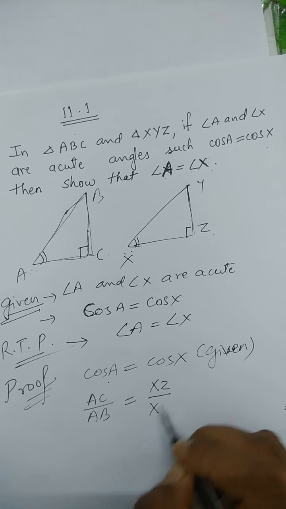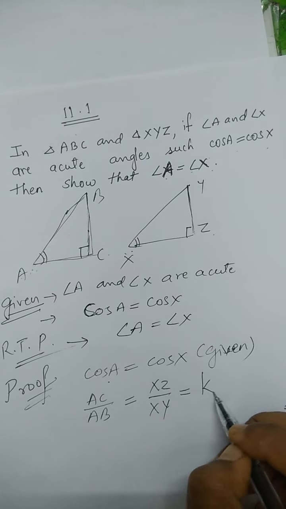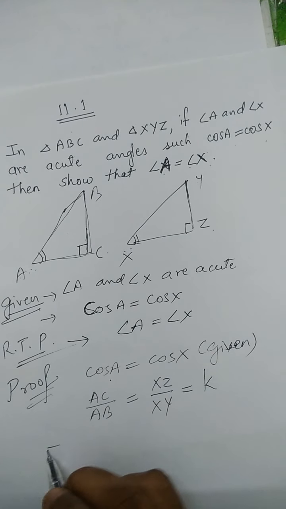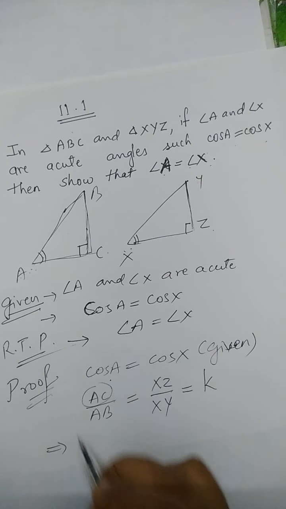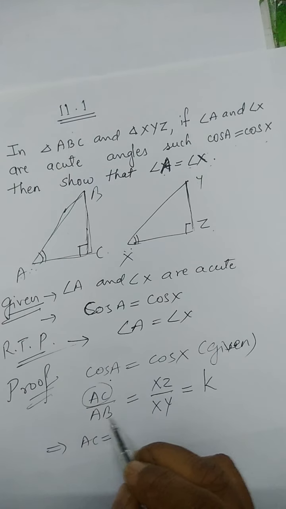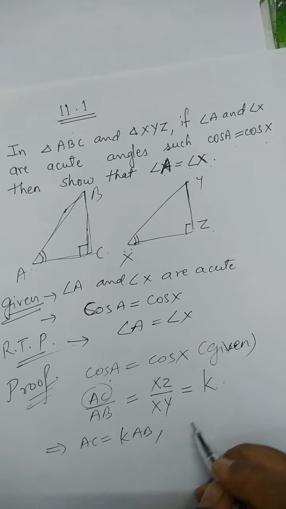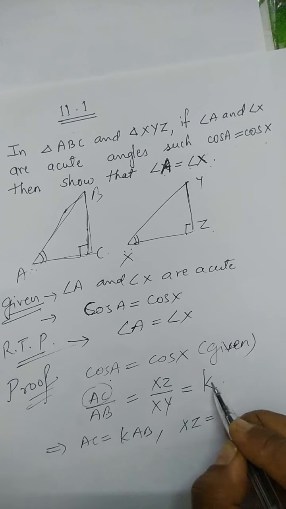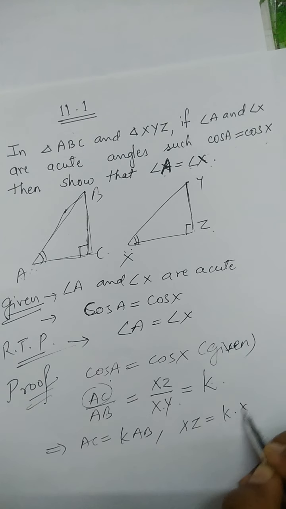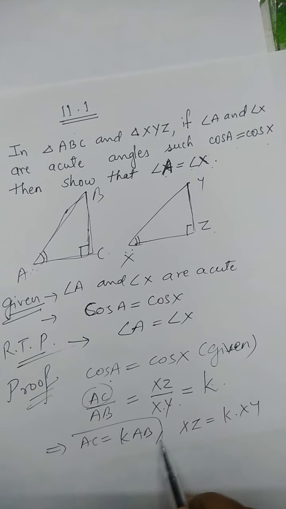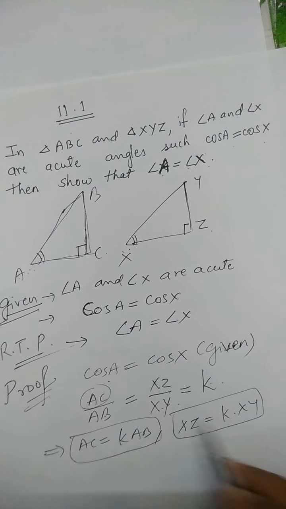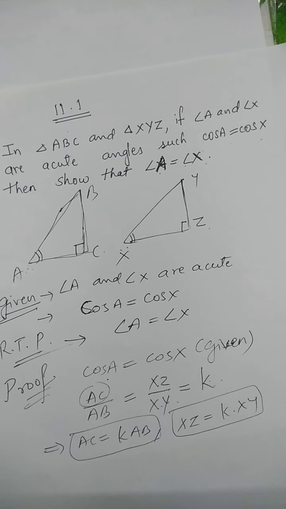XZ upon XY. Consider this as k. So what does it imply? AC value will be k into AB, and XZ value will be k into XY. Okay, these two are the substitutions we have to do in the next step.